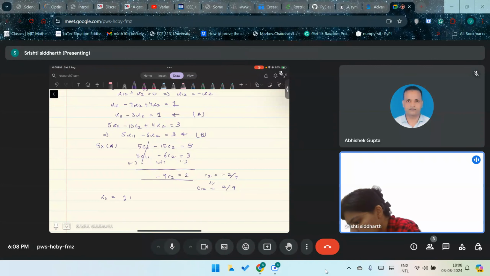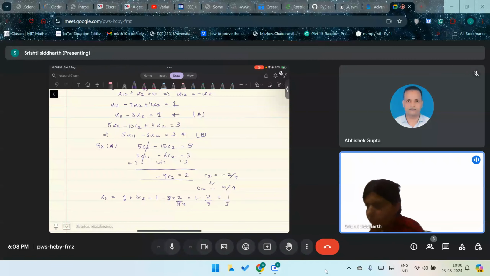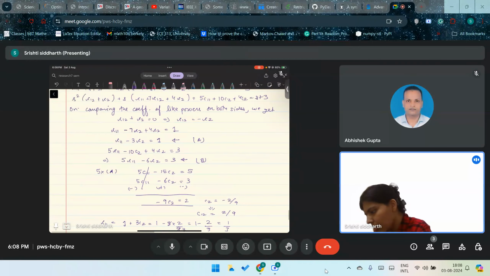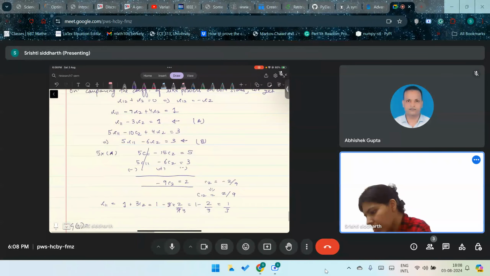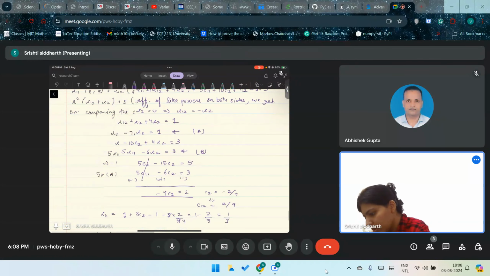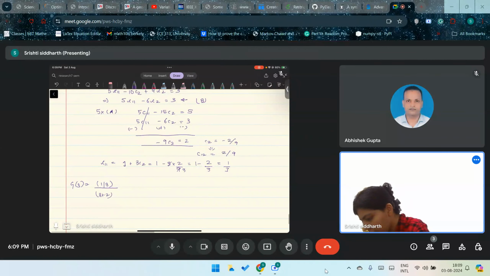C11 is 1 plus 3C2. This is 1 minus 2 by 9. Okay. So we have 1 minus 2 by 3, which is 1 by 3. Okay. Now we have the partial fraction expansion. 1 by 3 upon s plus 2 square plus 2 by 9 s plus 2 is minus 2 over 9 s plus 5.